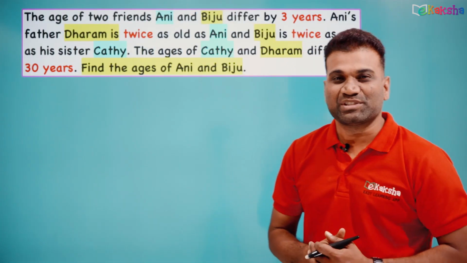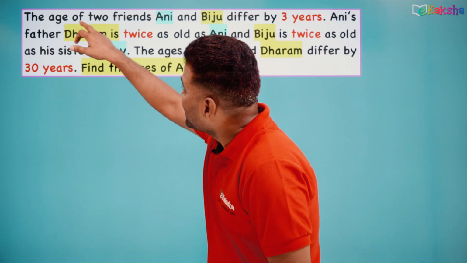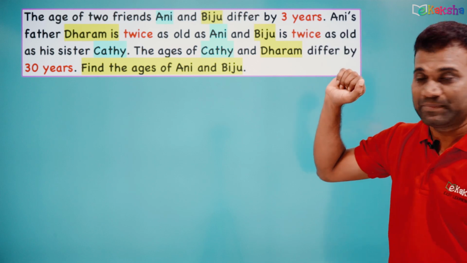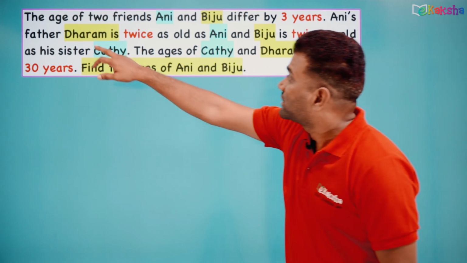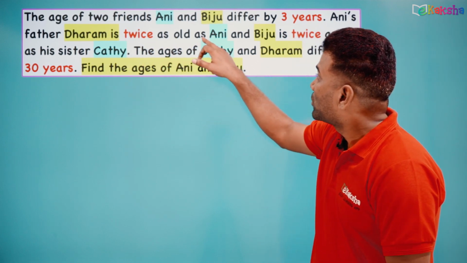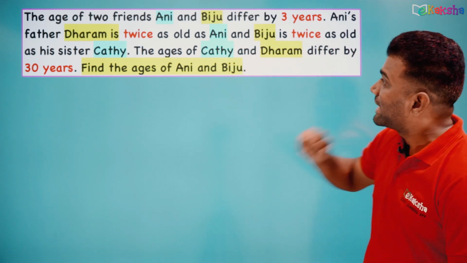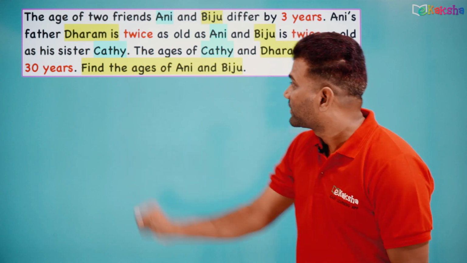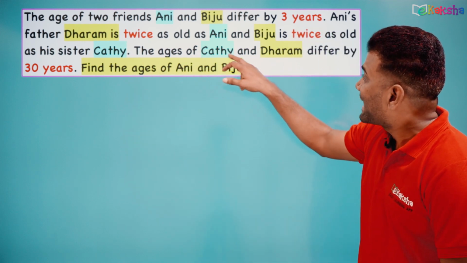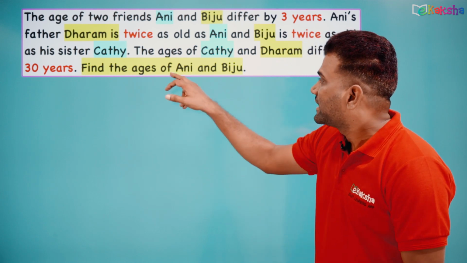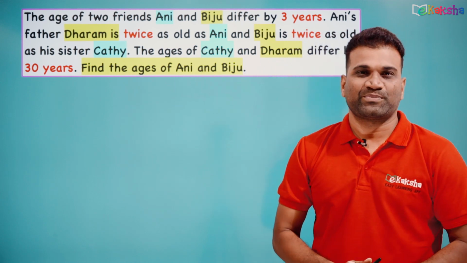The statement of this question is: the ages of two friends Ani and Biju differ by 3 years. Ani's father Dharam is twice as old as Ani, and Biju is twice as old as his sister Cathy. The ages of Cathy and Dharam differ by 30 years. Then find the ages of Ani and Biju.